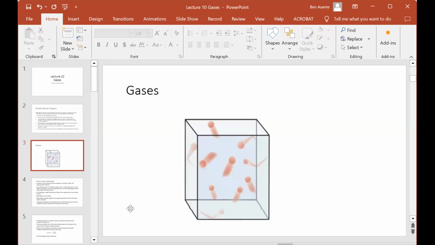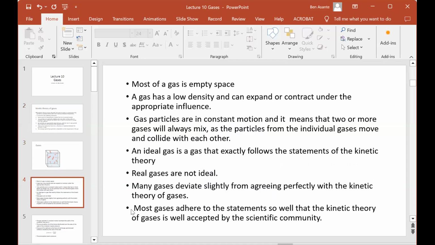So if you see, this is a container, and the particles are inside the container, they're bombarding the walls of the container, and also they are bombarding each other. Okay. So this is the kinetic theory of gases. All right, most of the gas is empty space. So that means it makes the density of a gas very small. A gas has a low density, and it can contract and it can expand under appropriate influences, especially when the pressure changes or the temperature changes, or both. Then it can either contract or it can expand.